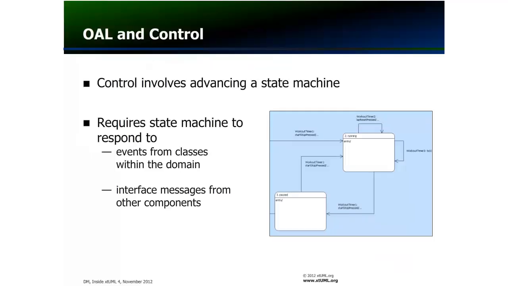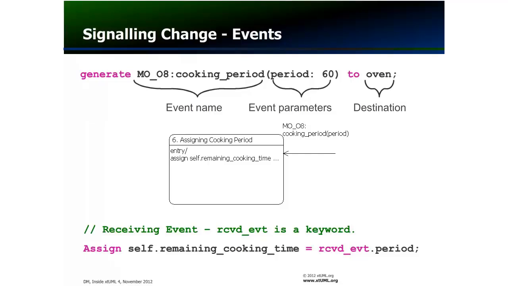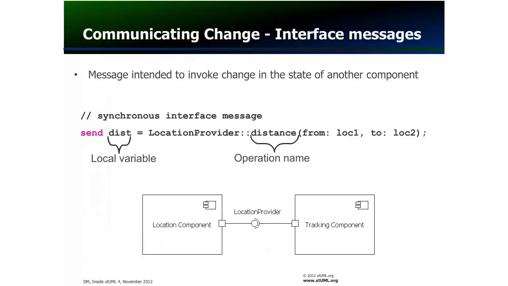During the discussion of state machines, I mentioned that a change of state can be initiated either from within a component by generating an event, or externally by the arrival of an interface message. Each of these actions is initiated by OAL. For events that are destined to state machines within the component, the generate statement is used, while the send statement is used when the destination state machine is located in another component.